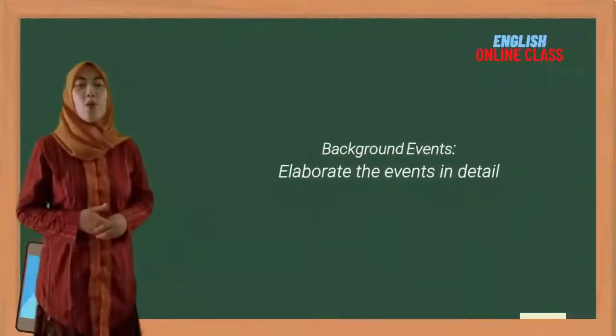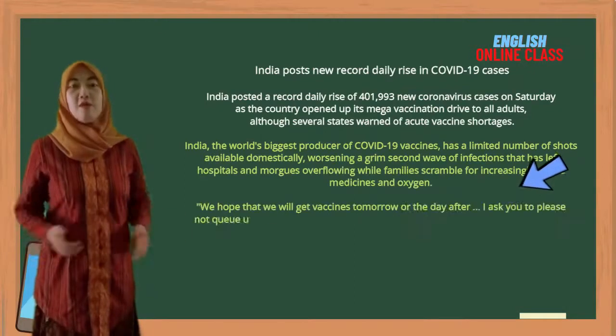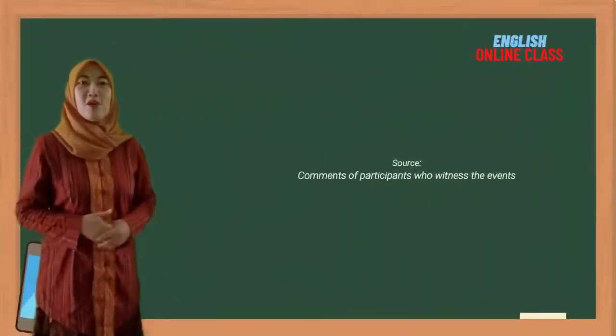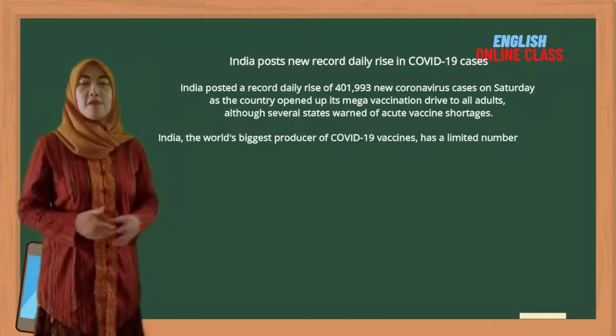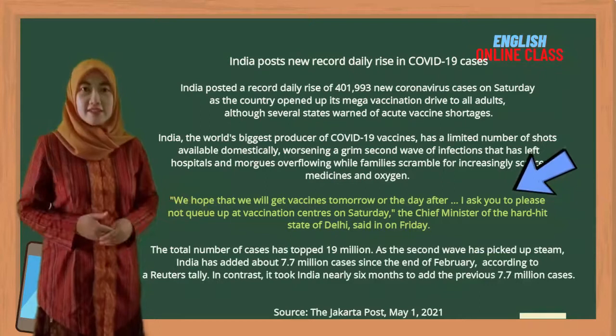The next one, we call it background event. It gives us some information in detail about the events. Last but not least, we call it source. The source gives us some information from the person who witnessed the event.